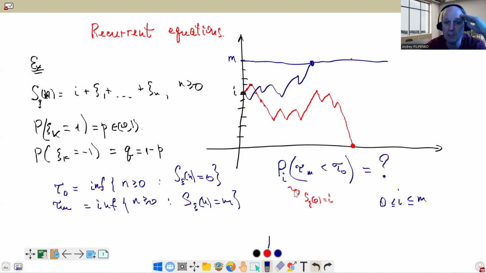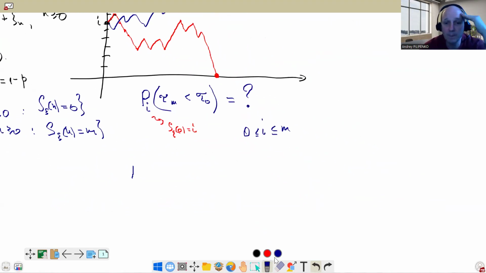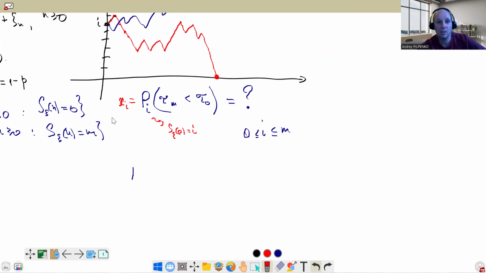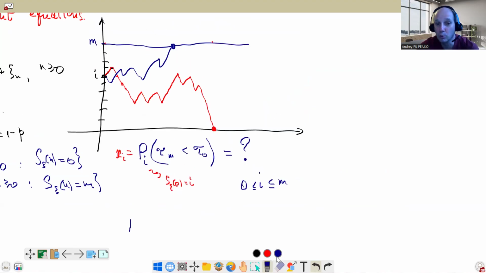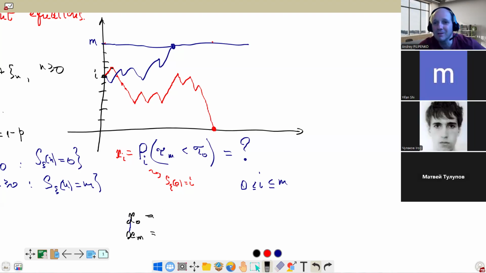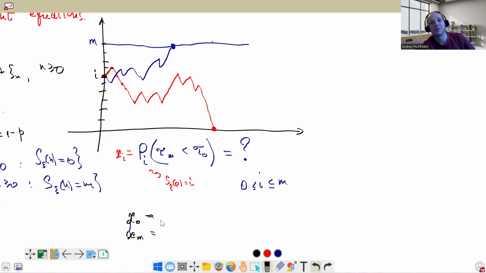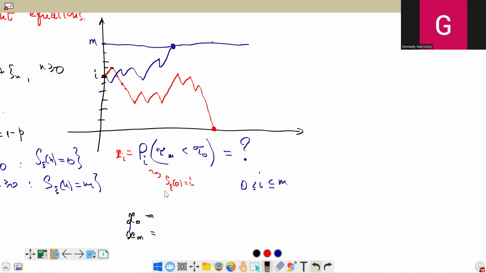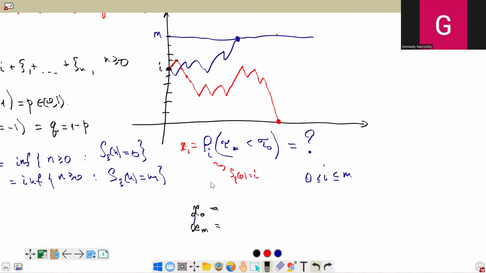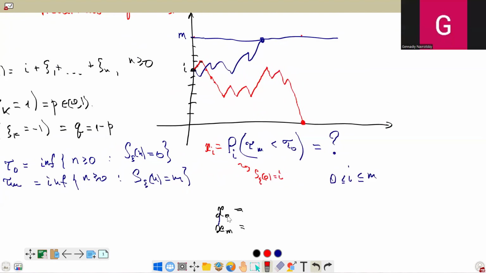Okay, let's start. At first, I would like to introduce notation. So this probability is x_i, and at the beginning, I can calculate two probabilities. The first one is x_0, and the second one is x_m. Okay, Gennady. Gennady, are you here? Yes. Gennady, what is x_0? So x_0 is where we start, and zero. Yeah, we start from 0.